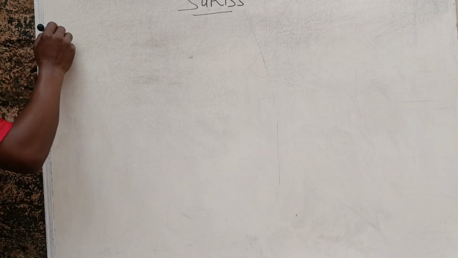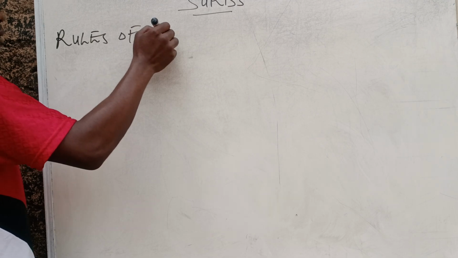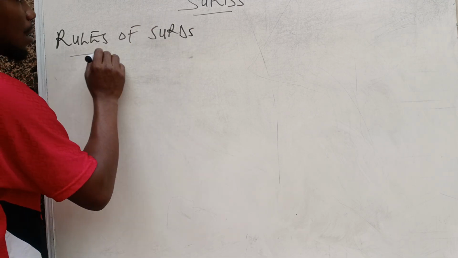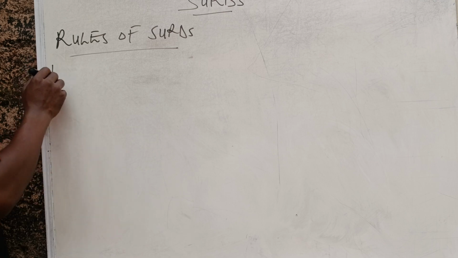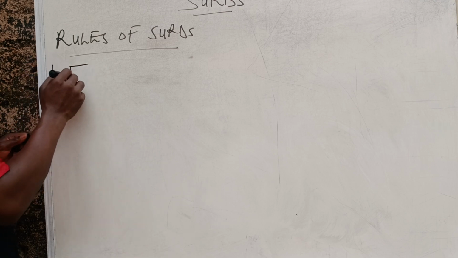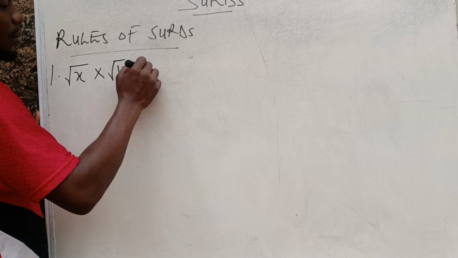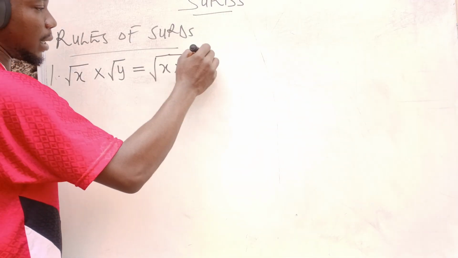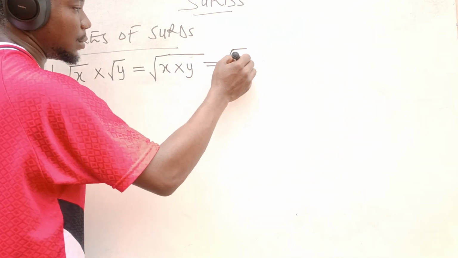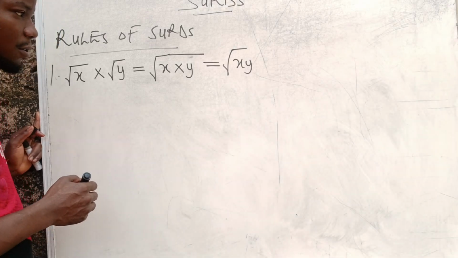The rules of surds. Basically we have 5 rules of surds. Rule one: when you have root x multiplied by root y, it always equals root x multiplied by y, which is the same thing as root xy. So that's the very first rule of surds.